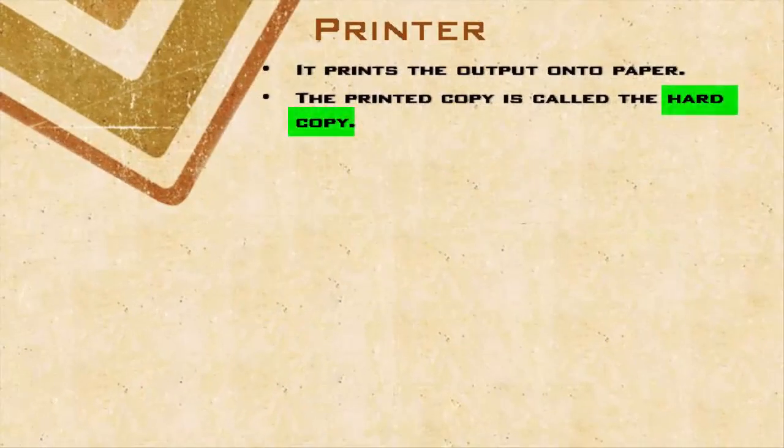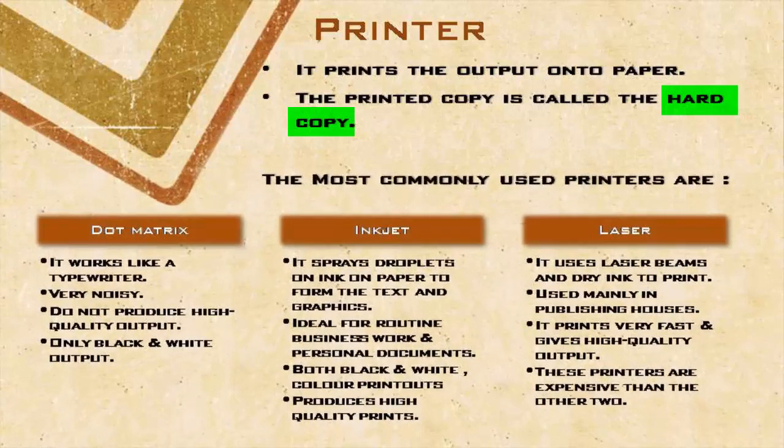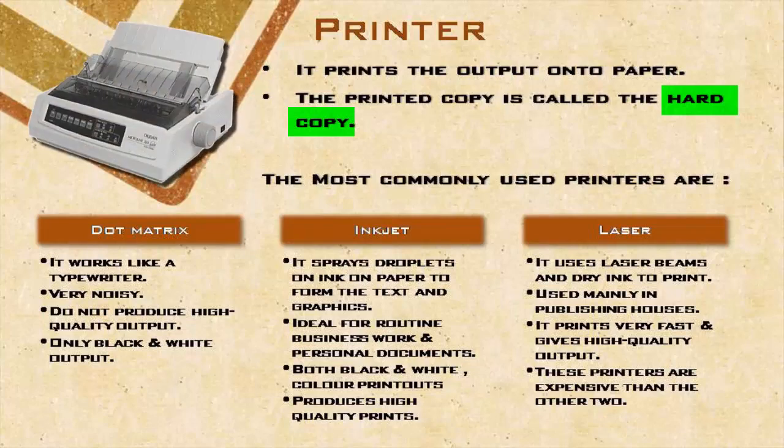Now the printer: it prints the output onto paper. The printed copy is called the hard copy. The most commonly used printers are dot matrix, inkjet and laser printers. Dot matrix works like a typewriter. Dot matrix printers are very noisy. They do not produce high quality output and they produce only black and white output.